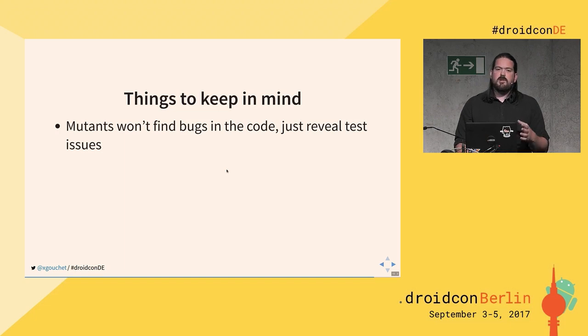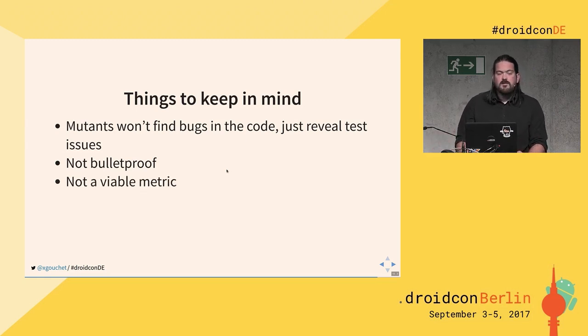But there are a few things to keep in mind when doing this. The first one is mutants won't find bugs in the code. They are just going to be able to reveal test issues. And mostly it's going to reveal the edge cases that are not covered by a test. It's not bulletproof. We saw some example of a mutation not being detected by the test, and it's perfectly okay sometimes. Changing some statements won't change the logic actually. And it's not a viable metric because of that, because you can still have some surviving mutations which don't change the way your logic works.